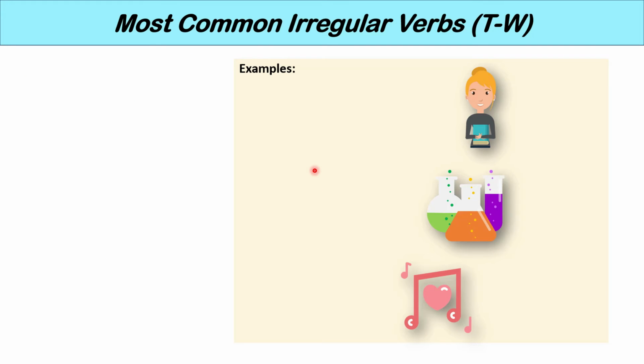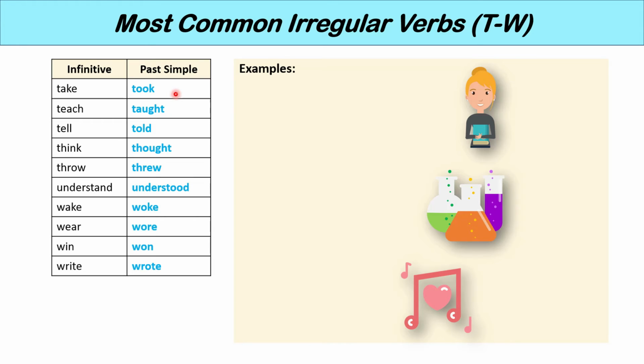Okay, now from T to W. This is the last list. Take, took. Teach, taught. Tell, told. Think, thought. Throw, threw. Understand, understood. Wake, woke. Wear, wore. Win, won. Write, wrote.